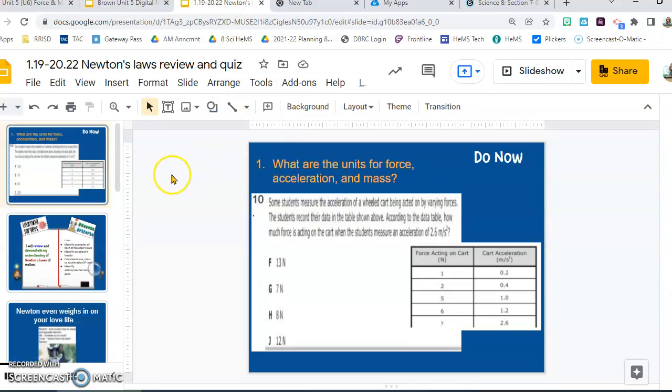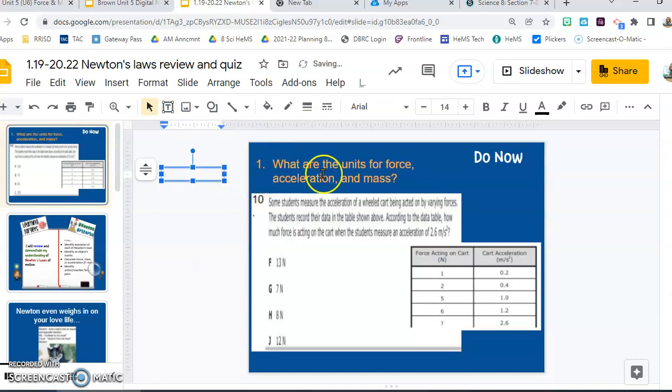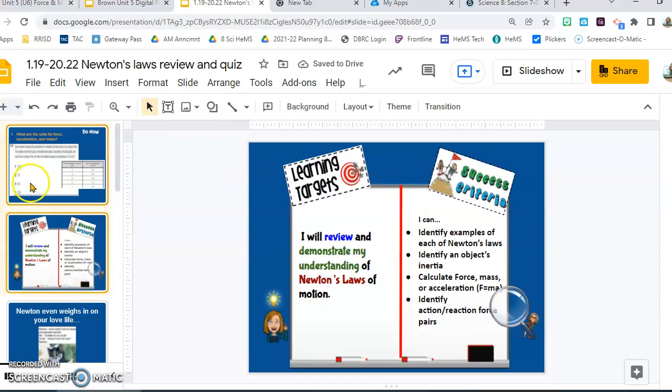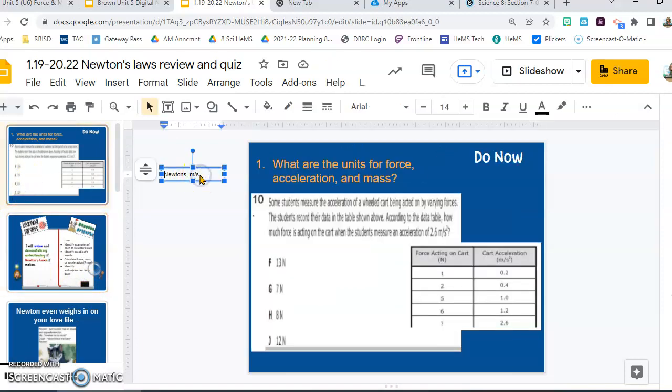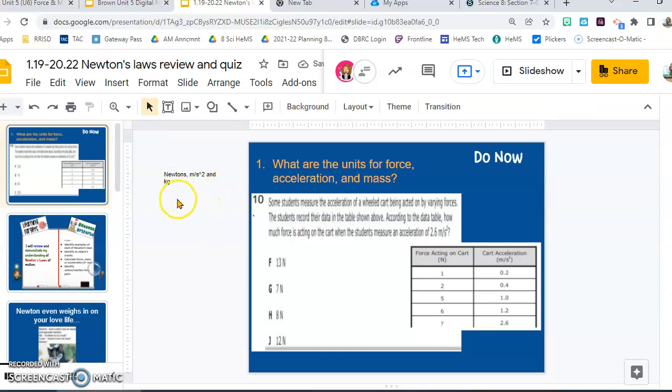So let's take a look at today's slides. I'm going to add a text box over here so we've got one. All right, so what are the units for force, mass, and acceleration? Well, force is newtons. Acceleration is meters per second squared, and mass, kilograms. If you notice, I'm using lowercase here, and newtons is a capital N.